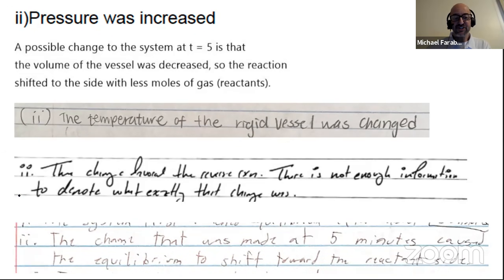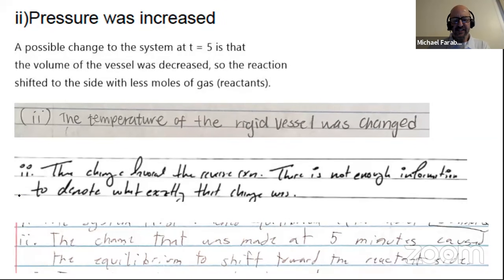A possible change is that the volume was decreased. We don't know anything about that. SO2 definitely increased. If the volume had decreased, then all of the pressures would have gone up, not just the SO2. The temperature was changed. I'm not sure how we would know that. This person says that the change favored the reverse reaction. There is not enough information to denote what exactly the change was.